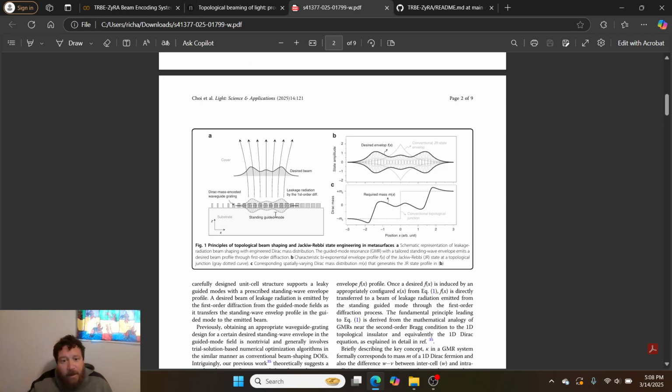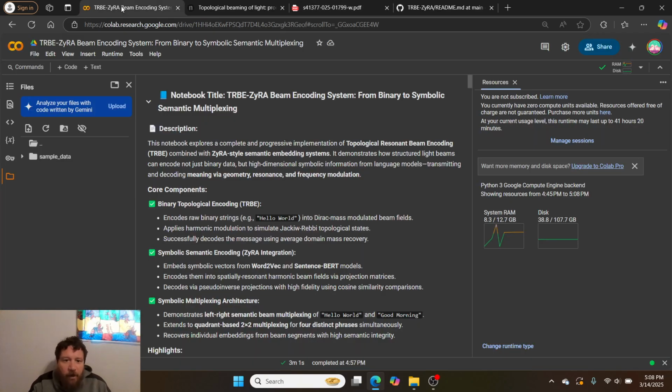Within this, they essentially prove there's a topological shape to light, and then they outline how exactly to access and measure and do things with that shape. So, okay, cool. This is 100% open source, MIT licensed, this whole concept of TRBE Zyra, a beam encoding system from binary to symbolic, semantic multiplexing. This particular notebook that we're going to go over explores a complete and progressive implementation of topological resonant beam encoding, or TRBE, combined with Zyra-style semantic embedding systems. It demonstrates how structured light beams can encode not just binary data, but high-dimensional symbolic information from language models, transmitting and decoding meaning via geometry, resonance, and frequency modulation. Essentially, we're going to read and write to light, flat out, or a simulation of light in this instance. I'm just showing you that it 100% and 1 million percent can be done.